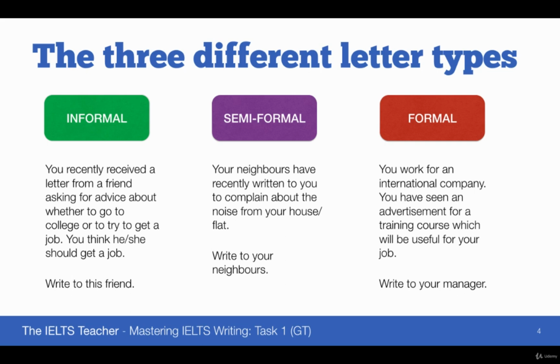Okay, so the informal task is: you recently received a letter from a friend asking for advice about whether to go to college or to try to get a job. You think he or she should get a job. Write to this friend. So we know this is an informal letter because we have language like friend. Really important that you look for language like that when you are looking at the task.